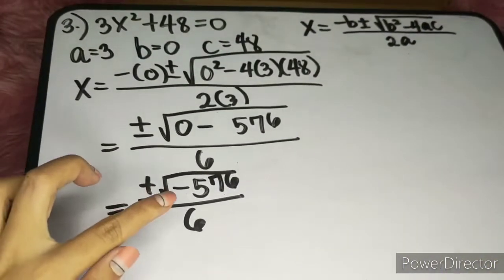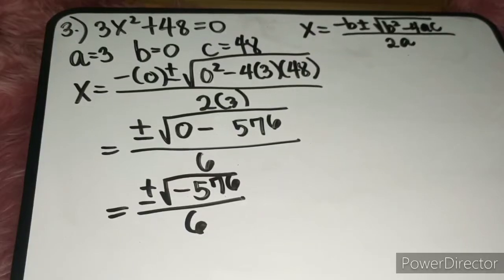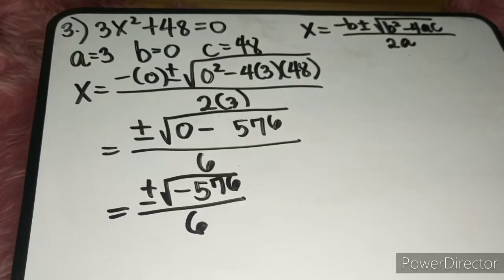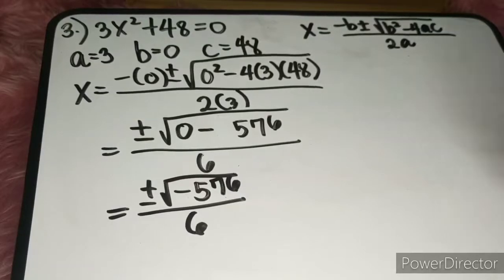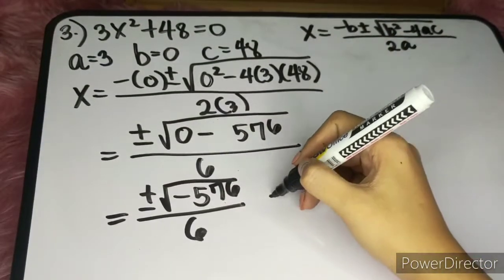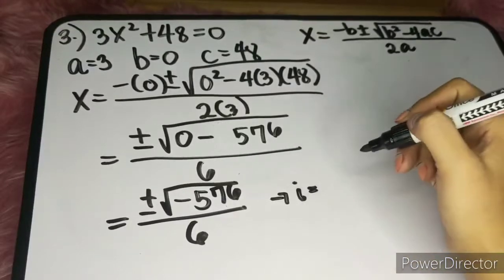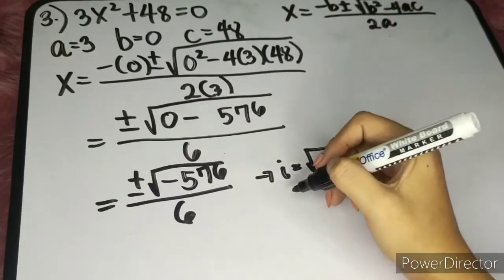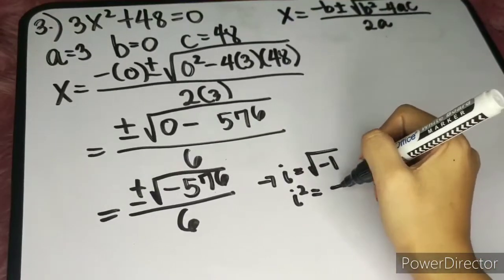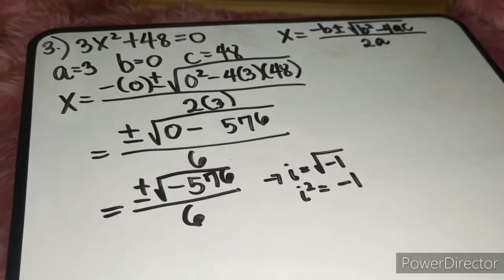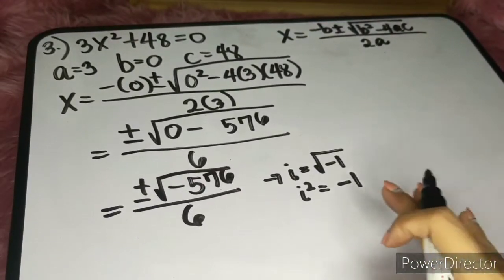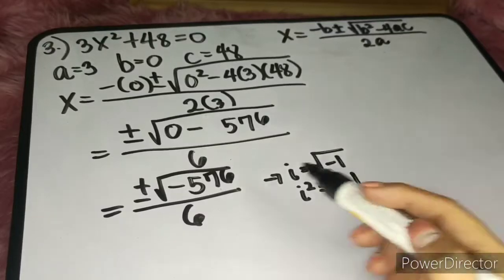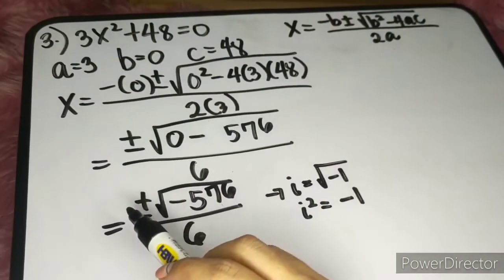Okay, and as you can see, we have a negative. Wala pong square root na negative. So, dito na po papasok yung imaginary number, where I is equals to square root of negative 1. But remember that I squared is equals to negative 1. So, that is for imaginary number. So, dahil negative to, maglalabas tayo ng I.